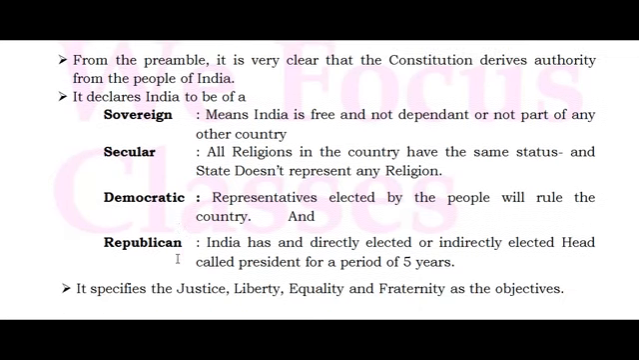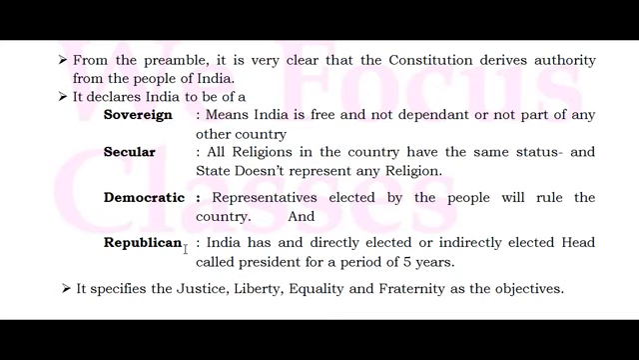So what is the meaning of sovereign? It means India is free of any external force. India is free and it's not dependent on or part of any other country. What is the meaning of not part of any other country? Earlier it used to be part of England. The British ruled and we were part of England. Now we are not part of anything. We are sovereign. We are free. We are independent. That is the meaning of sovereign.